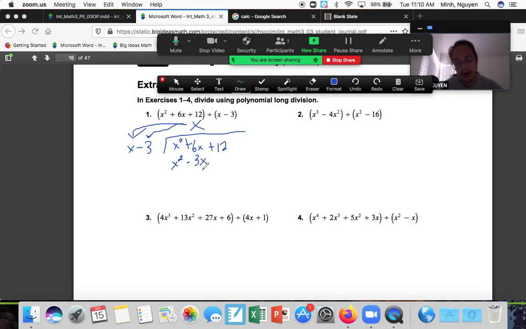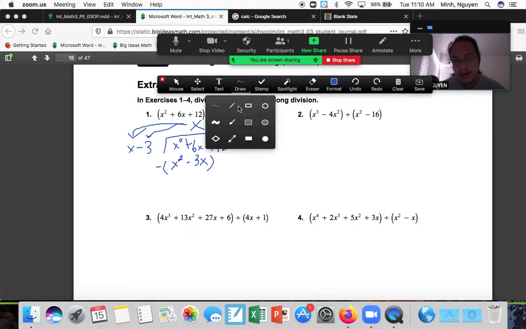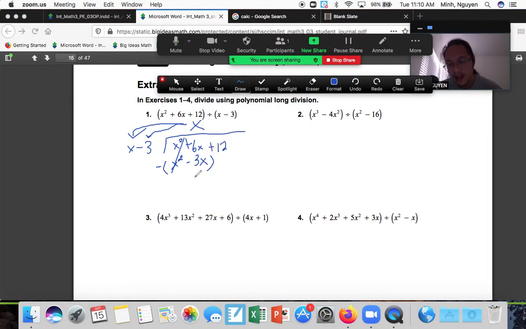And what do we do after we have multiplied? Just like in the previous problem, we subtract. So x squared minus x squared is nothing. 6x minus negative 3x is positive 9x. And then I'll go ahead and bring this term down. 9x plus 12. So next, I will go ahead and say 9x divided by x. That's positive 9. Then I'm going to go ahead and multiply. So 9 times x is 9x. And 9 times negative 3 is negative 27.